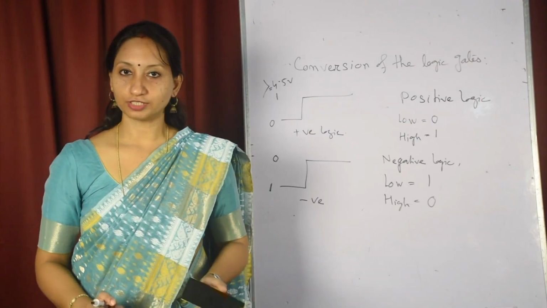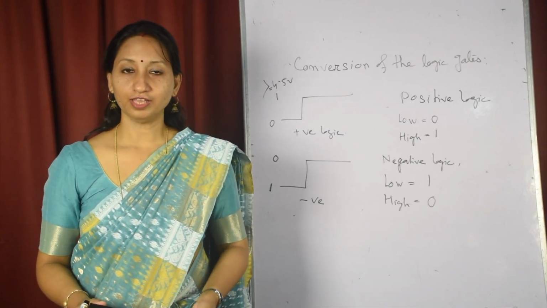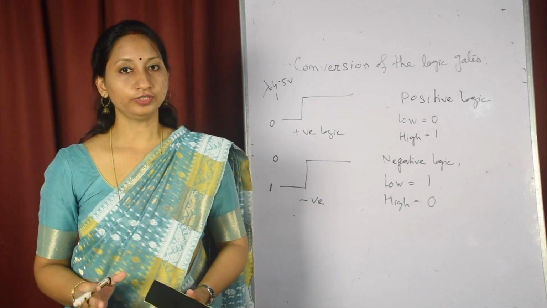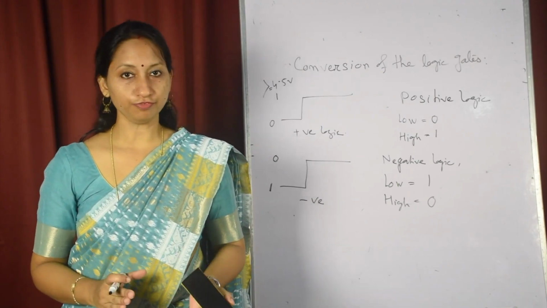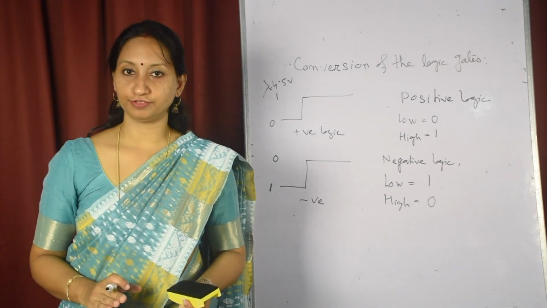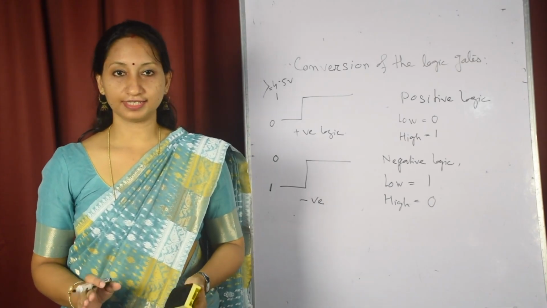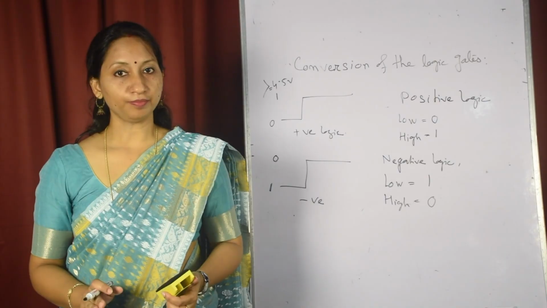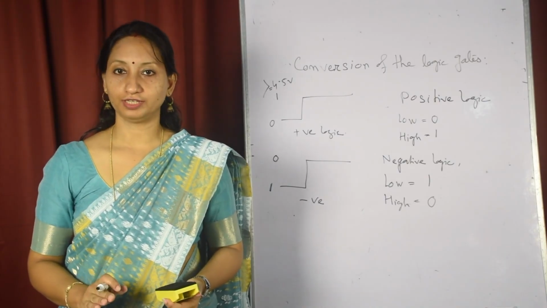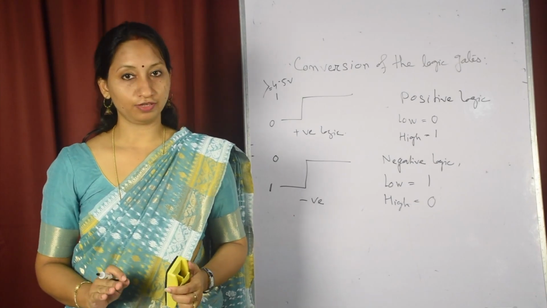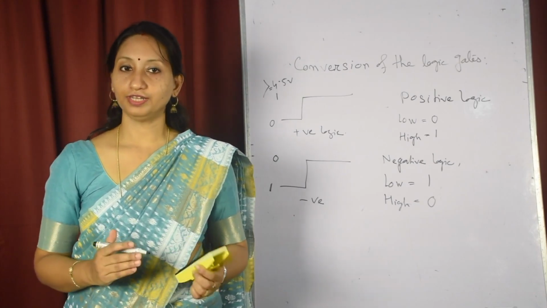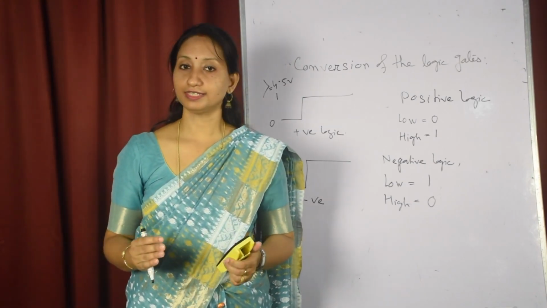The terms positive and negative are somewhat misleading, since both the signals or voltage values may be positive or both may be negative. It is not the signal polarity that determines the type of logic, but rather the assignment of logic values according to the relative amplitudes of the signals.